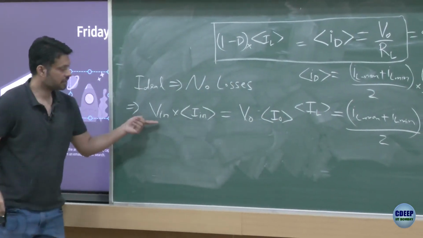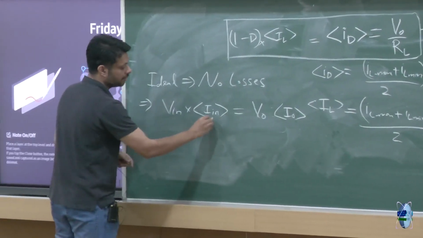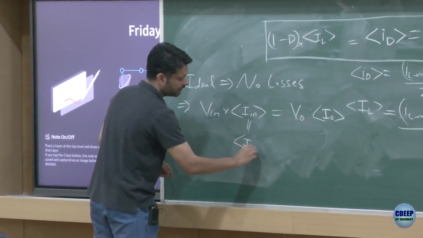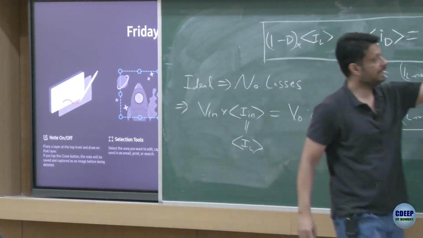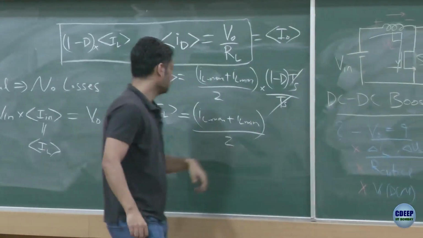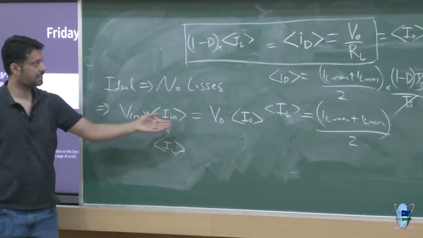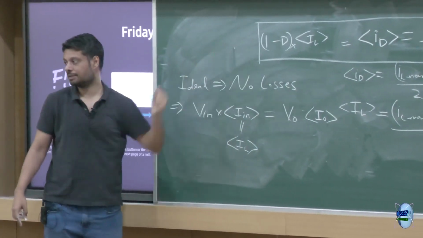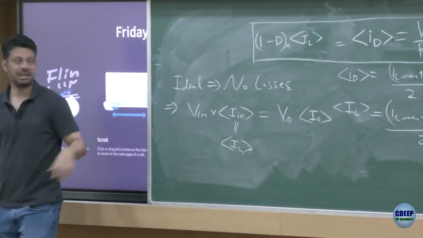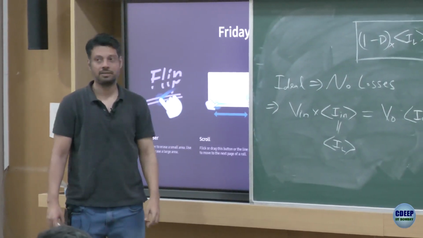We already have the expression for V in and V naught, right? This I in average is equal to the inductor current average, because I in is this and the inductor current is this, they are anyway in series, right? So you just substitute V naught equals 1 upon 1 minus D, and you will quickly get the same expression, without really drawing those triangles and writing that expression.